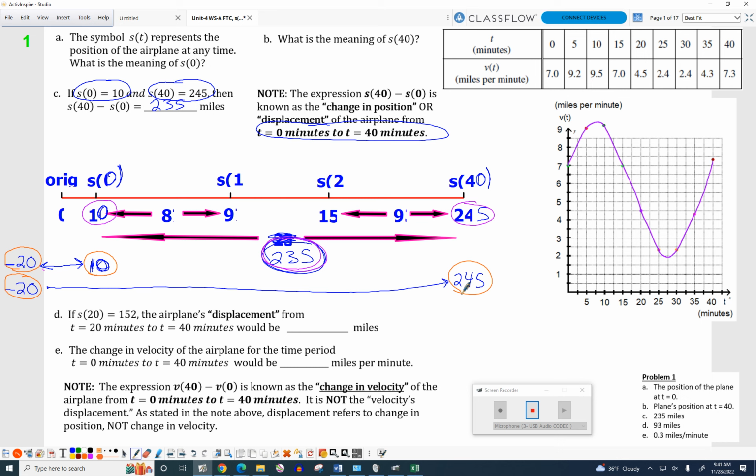Kate? Is it still 235? How many knew that? 2 points, perfect. Still 235. 3 for Kate. Displacement simply refers to how different one position is from another. So it didn't matter that the plane went the wrong way for a while. Ultimately, the plane was still 235 away from where it started. That's displacement. Questions?